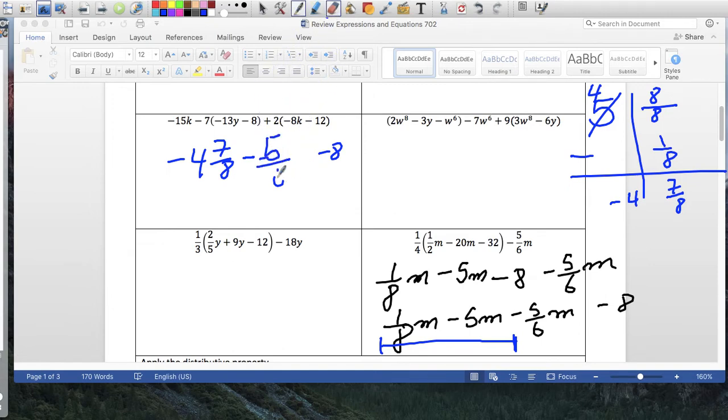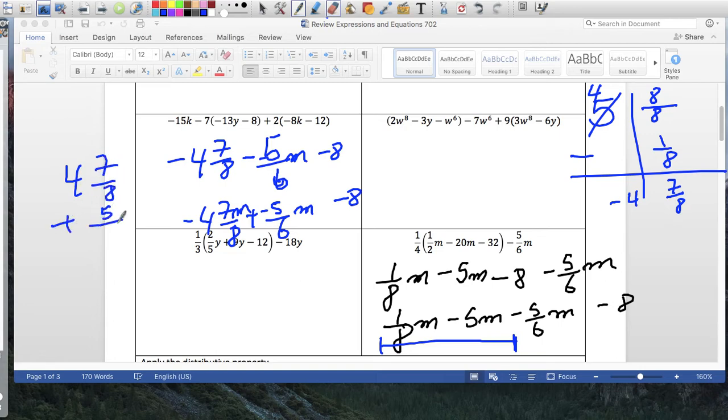Minus 5/6. Now, these are two negatives, so it's negative 4 and 7/8. I'm going to add that to negative 5/6m, right? So there are both m's, minus 8. So let's add that. 4 and 7/8 plus 5/6. Well, that's going to be negative, right? Negative something m, fraction, I don't know, and then minus 8 in the back.